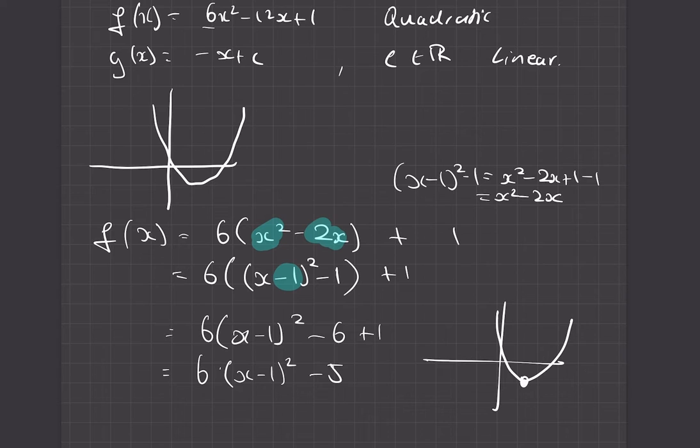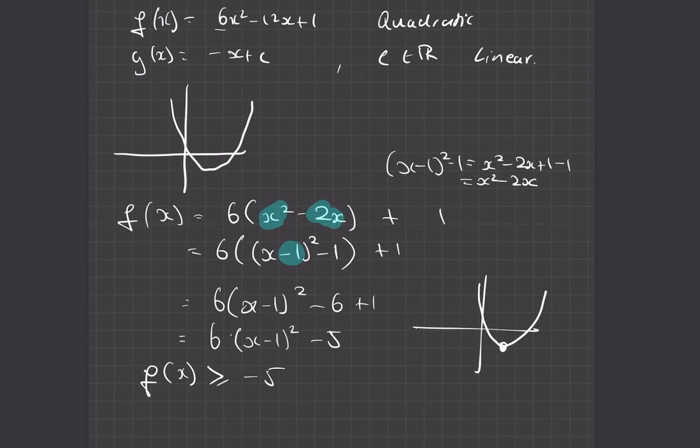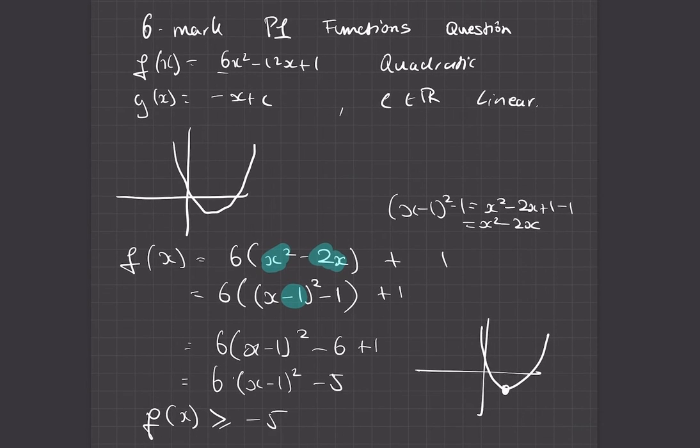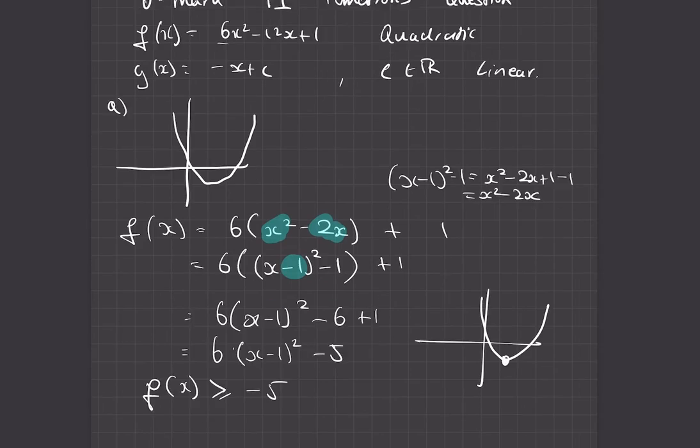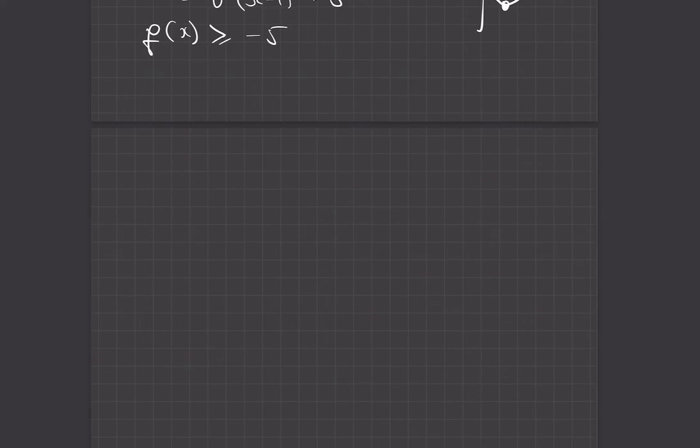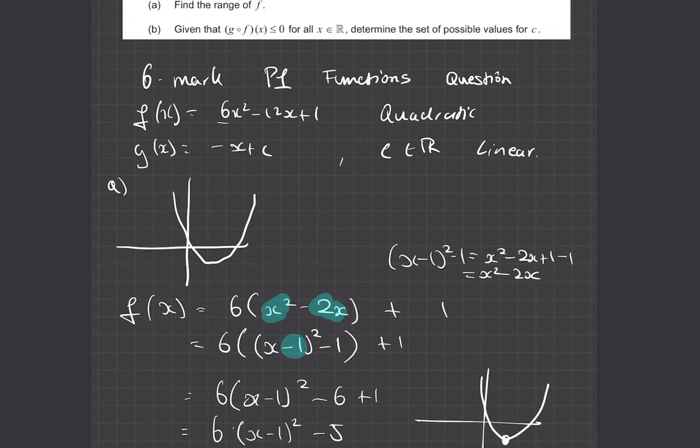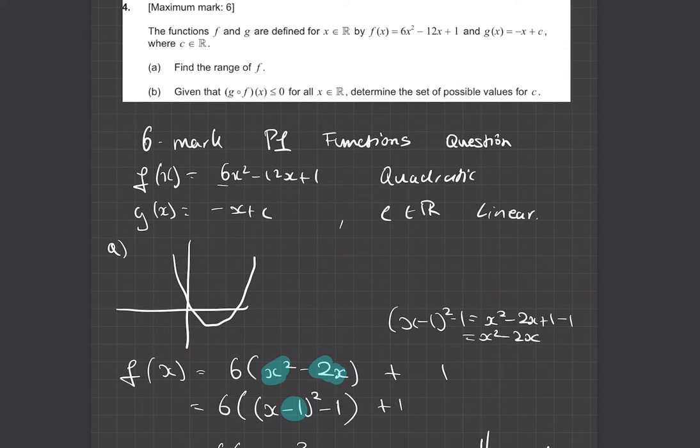So that means that the range of f of x, so f of x is always greater than or equal to minus 5, right, because it's increasing. So that's the first part, so I should have labeled this part A of finding the range. And now part B, it says, given that g of f of x is less than or equal to 0 for all x, determine the set of possible values for c.